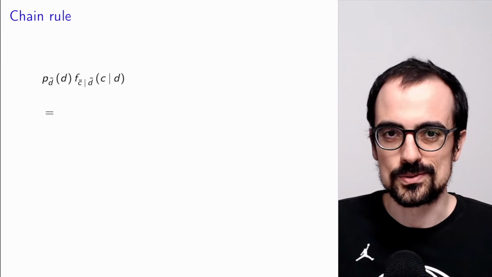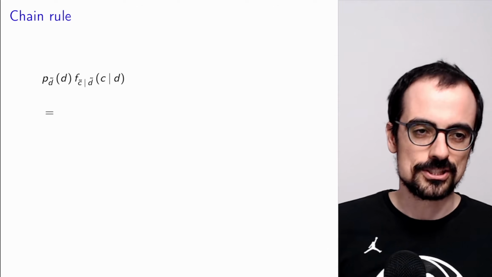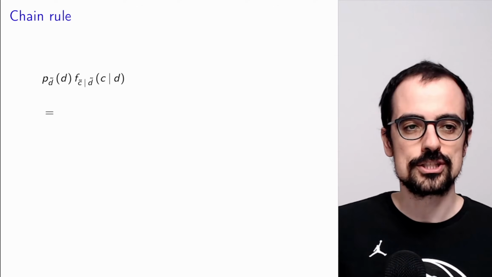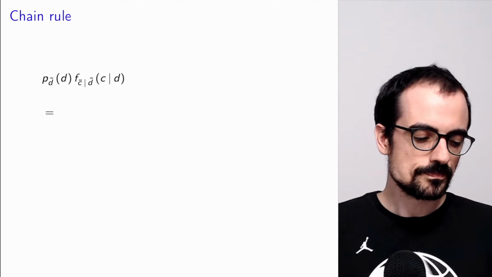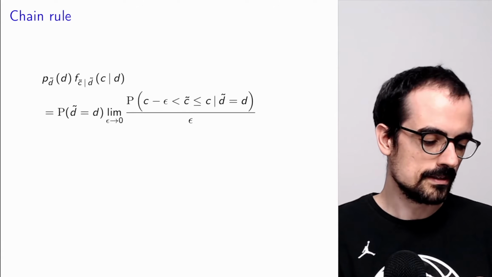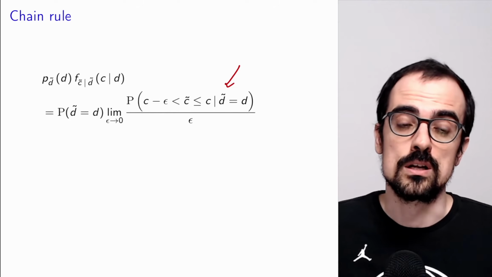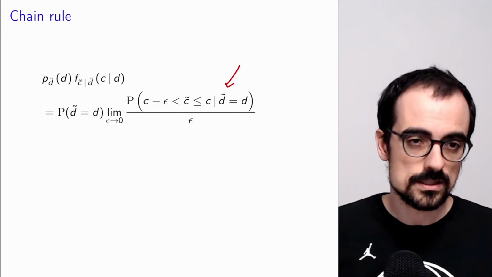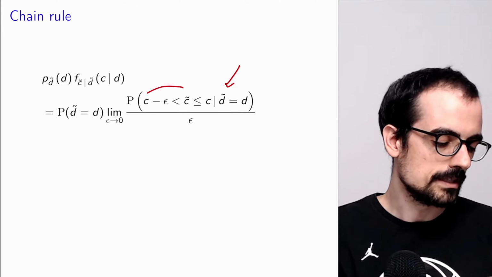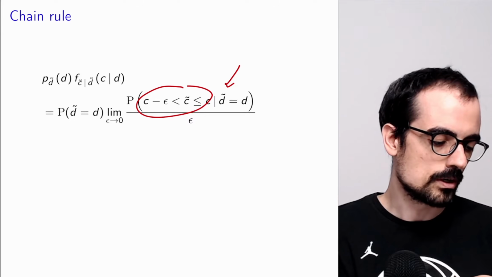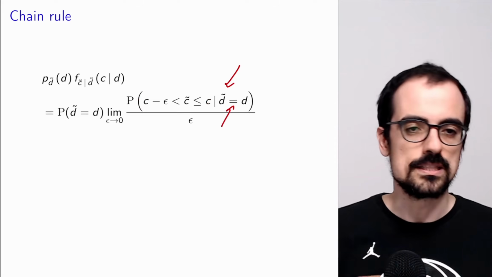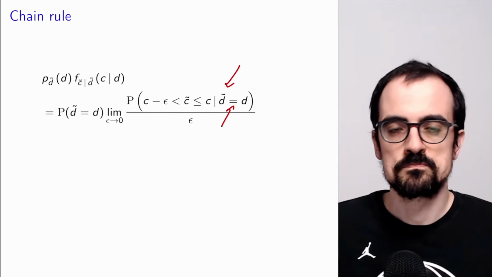Okay, so let's do that. What is the marginal PMF times the conditional PDF equal to? Well, we're going to plug in the limit, the definition for the conditional PDF, which is the probability that we're in an interval divided by the length of the interval, and we're conditioning on this event that the discrete random variable has a certain value.